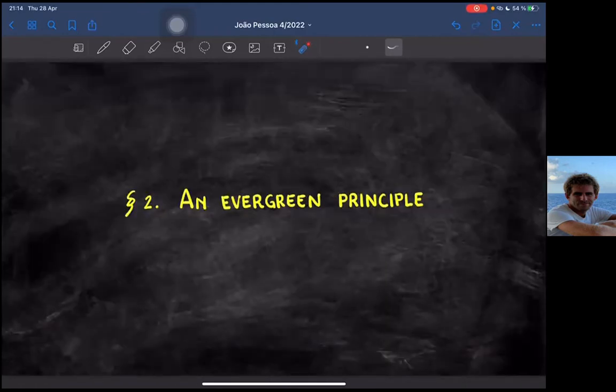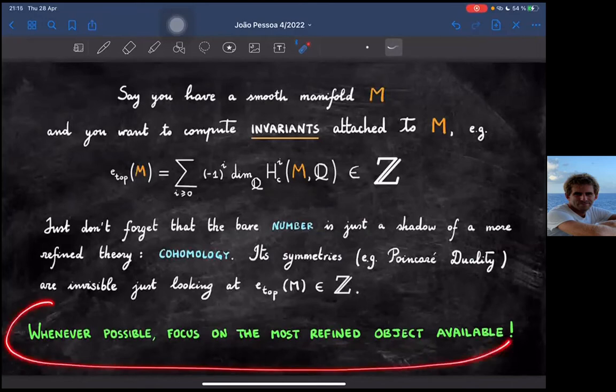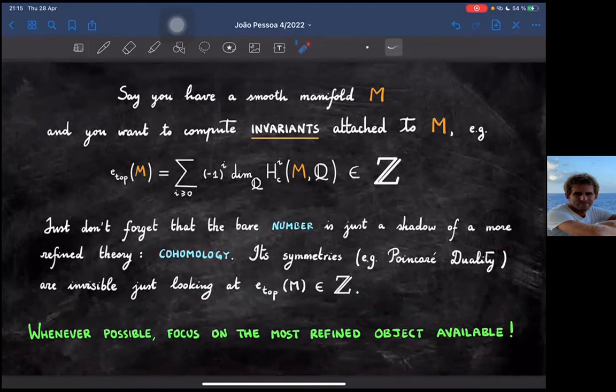The second chapter is very short. It's an evergreen principle that I want to emphasize, that's true in mathematics, which is the following. So the principle is written down here, but I'll show you again with just an example. So in geometry, say you have a manifold, let's call it M, and you want to compute some invariants attached to this manifold. One numerical invariant that we are familiar with is the Euler characteristic.